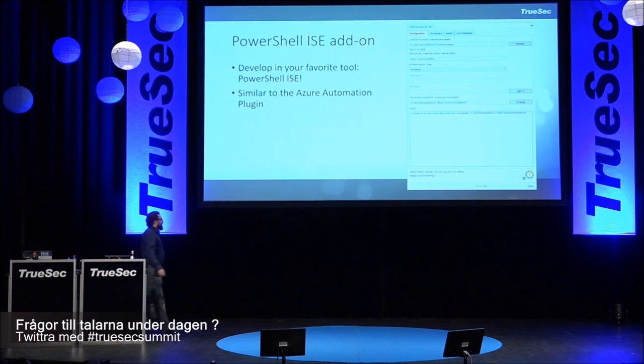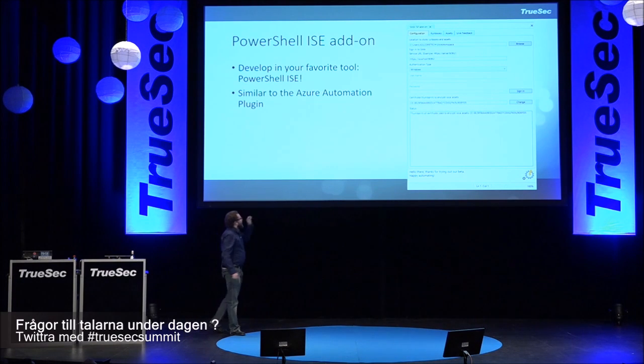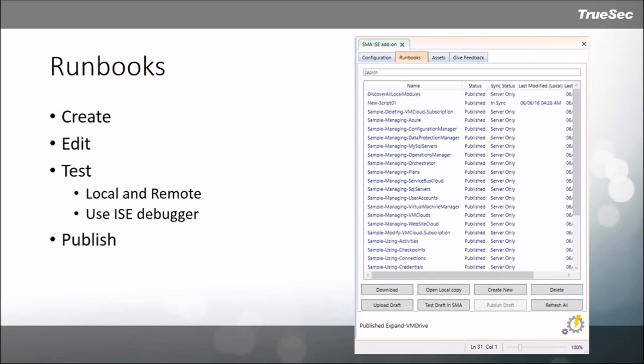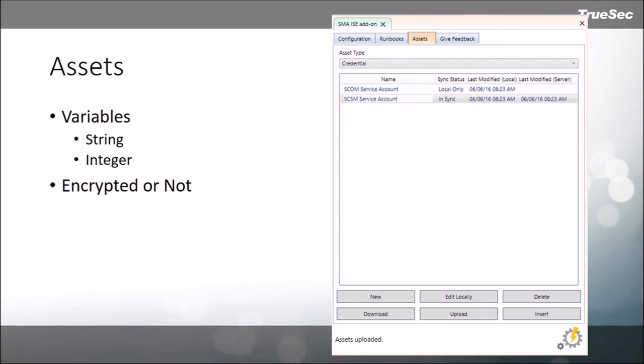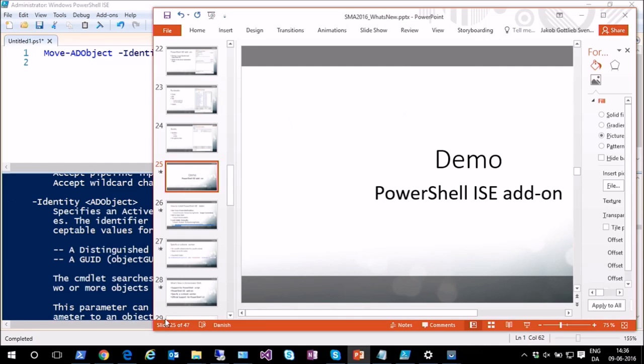This is the ISE add-on for PowerShell. Yeah, for PowerShell ISE, of course. And it's my favorite tool, of course. PowerShell ISE is where I've done all my PowerShell since it was released in 2008 R2. It's very similar, this plugin, to the SEO Automation plugin, if you have tried that. What we can do here is to actually edit, create, handle all our runbooks that we have. We can go in, we can edit our assets and all that, but I think I'll go straight to the demo and show you. Whoops, there we go.